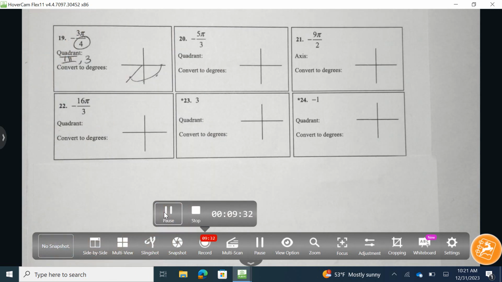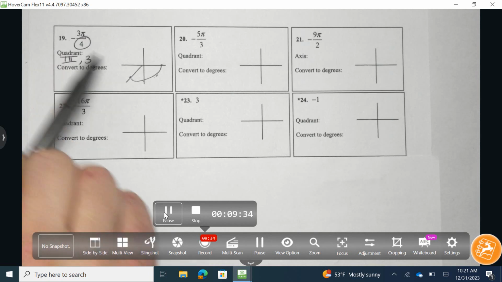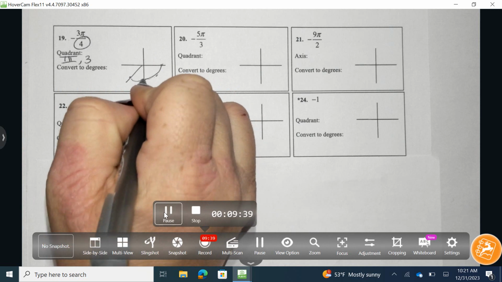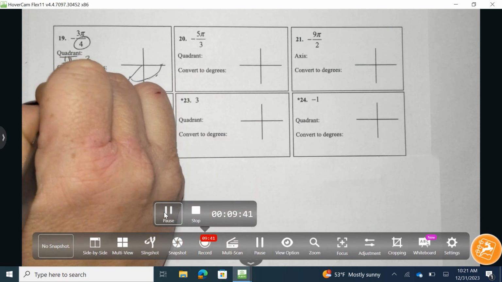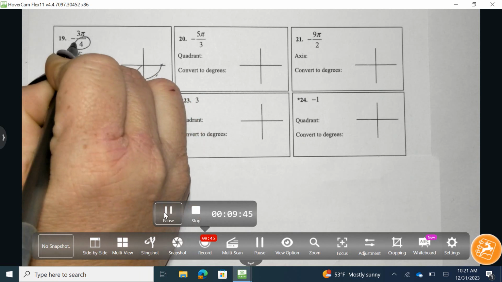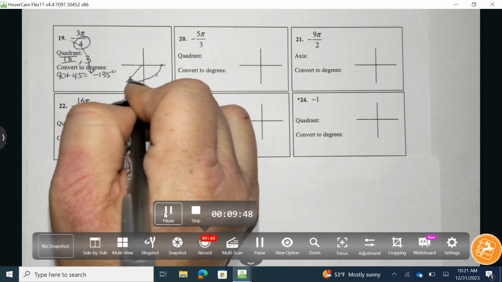And now let's convert it. So I want to take this measurement. Now, what is this? Okay, so I have 90 plus an additional 45. So some of you may go 90 plus 45, and you get a negative 135. The negative sign, remember, needs to follow down. It means we reverse directions.